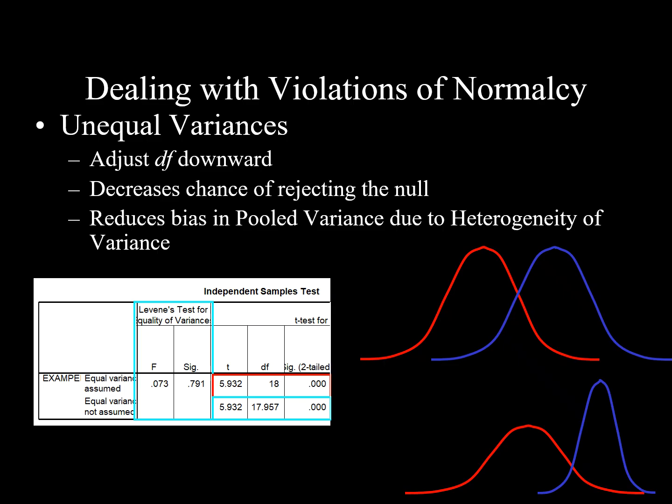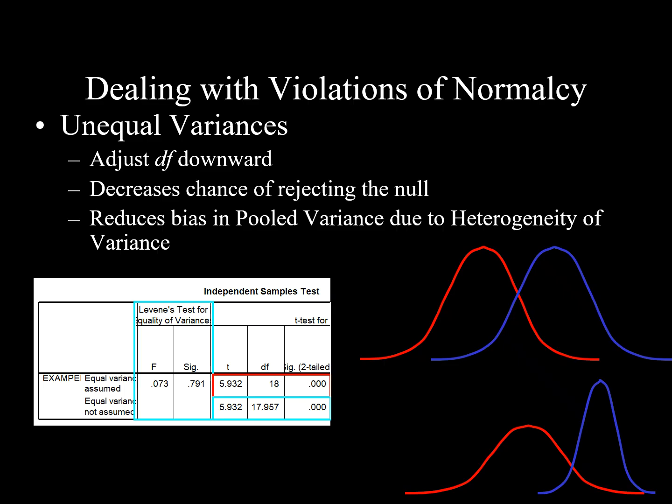If we do have unequal variance, we adjust the degrees of freedom downward, which decreases our chance of rejecting the null hypothesis, a less powerful test, but it reduces the bias in the pooled variance due to that heterogeneity of variance. That's what it's doing, and it allows us to still look at this test.